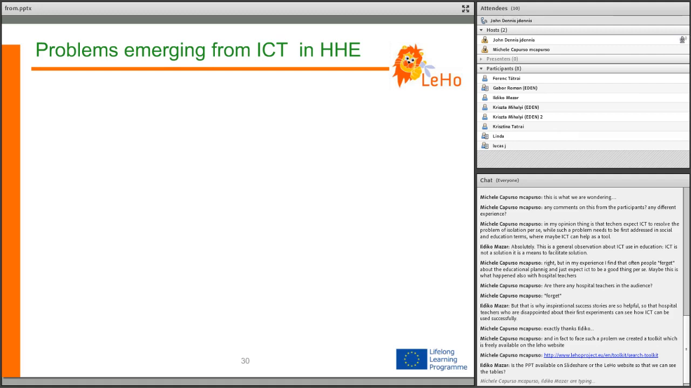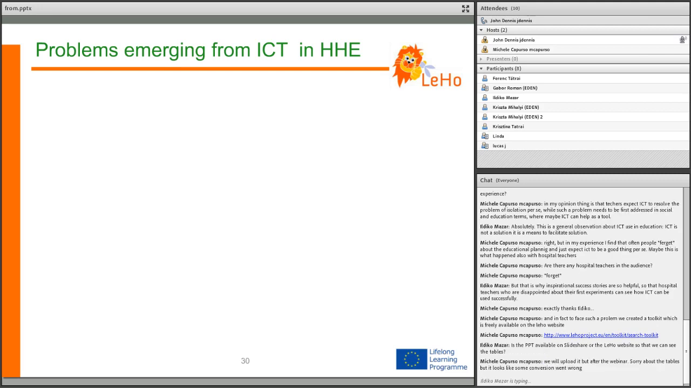So ICT solutions need to take into account the fact that these children are not in their mainstream school, and no matter what positive an ICT can do for isolation, they will still have this sensation of being isolated. Now, a coordinated integration between the home and hospital school will definitely help resolve some of these problems that we saw in this focus group.